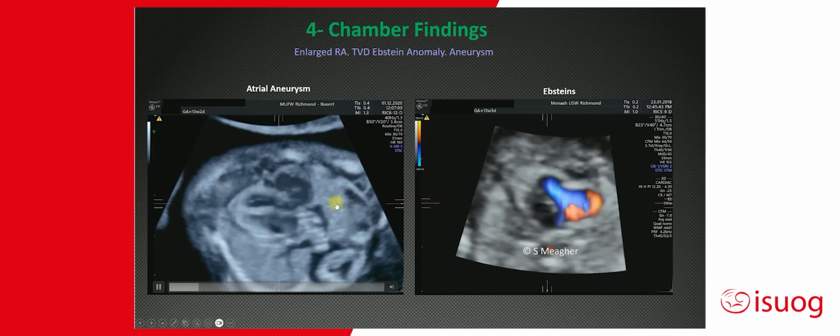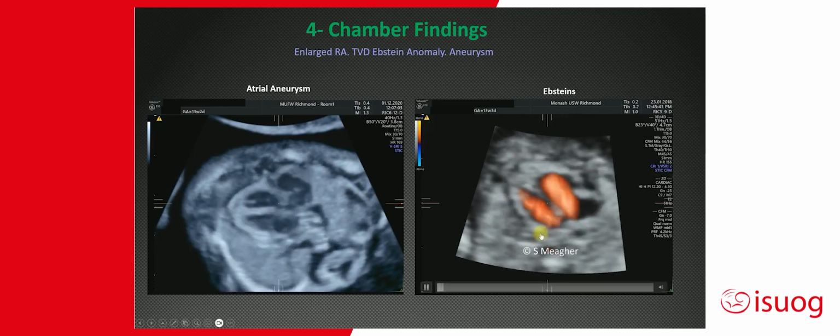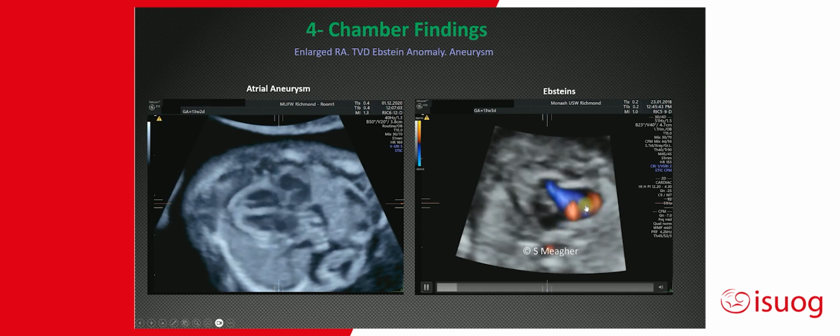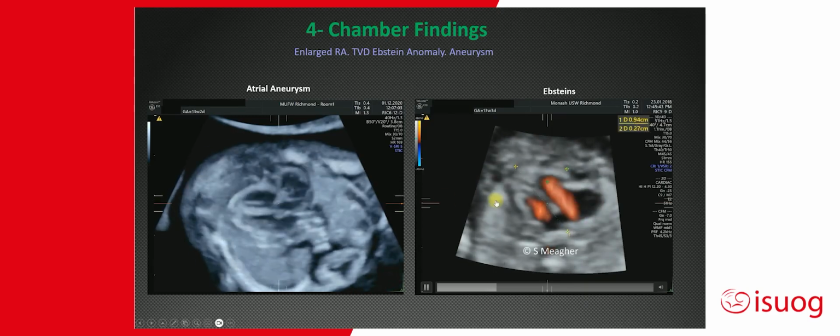Four-chamber view of heart, descending aorta, so the right atrium is enlarged, rare to see these abnormalities, atrial aneurysms. Descending aorta, left atrium, right atrium with gross dilatation of the right atrium with a regurgitant jet arising deep from it within the right ventricle in a fetus with Ebstein's anomaly.